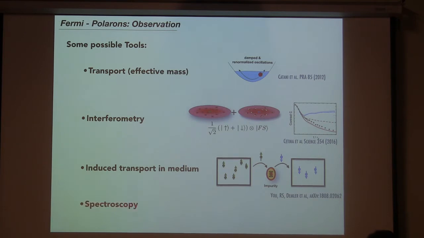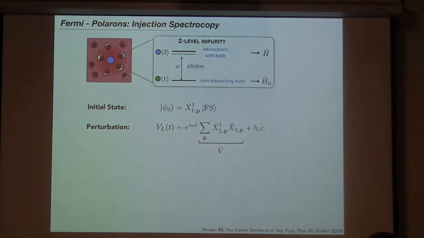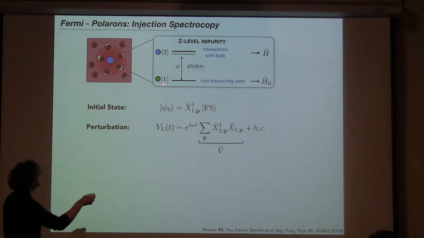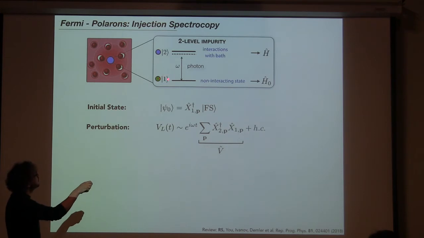And finally, this is what I want to talk about now briefly, we can also do spectroscopy. And how would this work? We take our Fermi sea and we throw an impurity into the Fermi sea. Let's say this is a lithium-6 Fermi sea, and a potassium atom. The potassium atom has a lot of hyperfine states. And using Feshbach resonances, we can use two hyperfine states where one hyperfine state is not interacting with the environment, and one state is interacting with the environment.